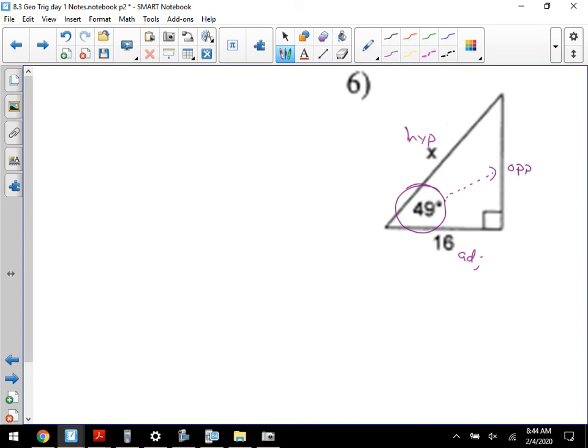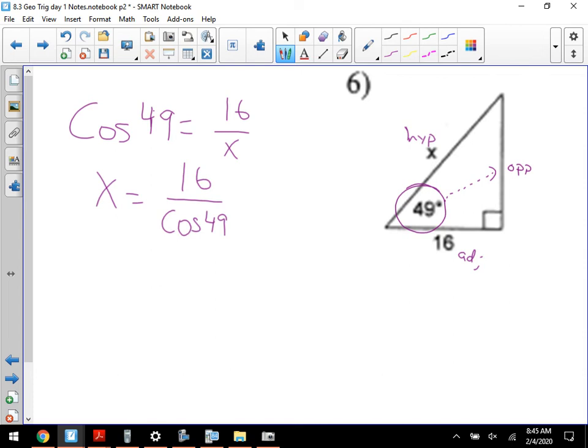The other side length that I know, the other part that I know is the adjacent. So again, I'm going to use cosine. So I write it out. The cosine of 49 is 16 over x. Now this is the one that you have the trig with the unknown in the denominator. So we do our good old-fashioned exchange-o, change-o as we write it out. And that's what you should have left it as.